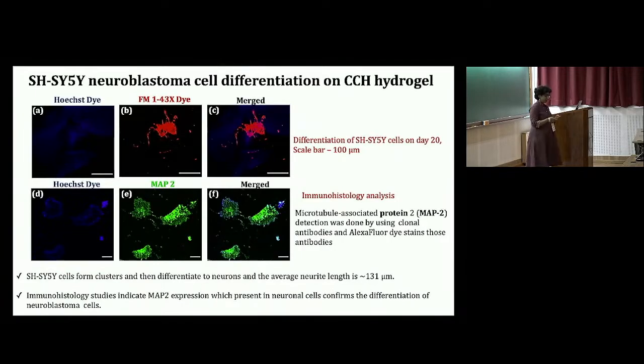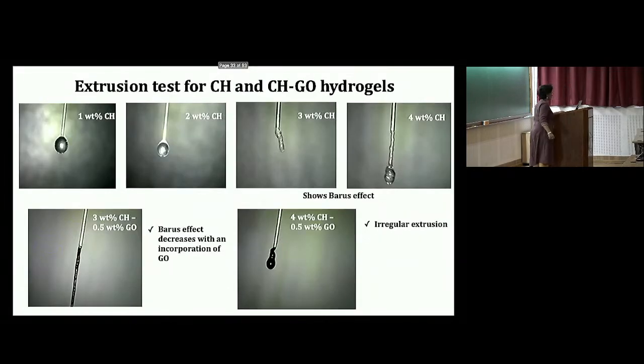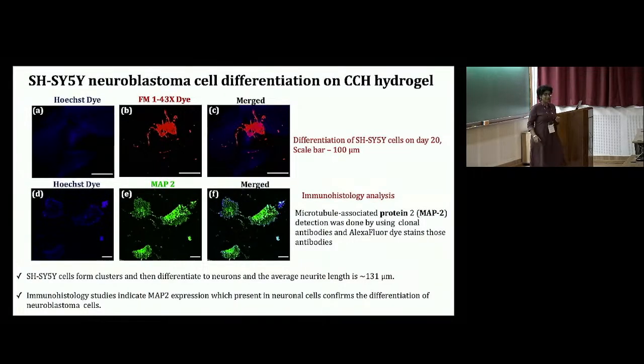I'll quickly go through these because they were not done in my lab. These are some of the differentiation of the neuroblastoma cells. We did both 2D and 3D cell culture. 2D is just on the surface, and 3D is where the cells are able to go through the matrix, and we could see that both cell lines were able to differentiate and proliferate in these materials.